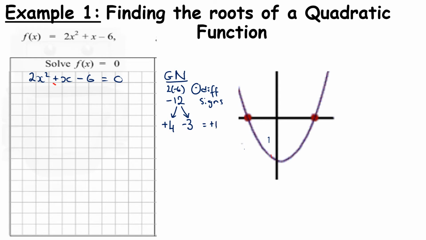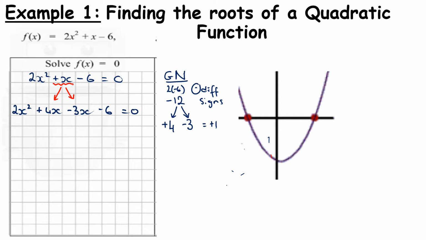Remember, the purpose of this is I'm trying to separate this plus x into 2 pieces so I can do grouping. So 2x squared plus 4x minus 3x minus 6 equals 0. At this point, I would suggest to you to double check, does plus 4x minus 3x give me plus x? A lot of times students make very silly mistakes with signs. Please double check at that point.